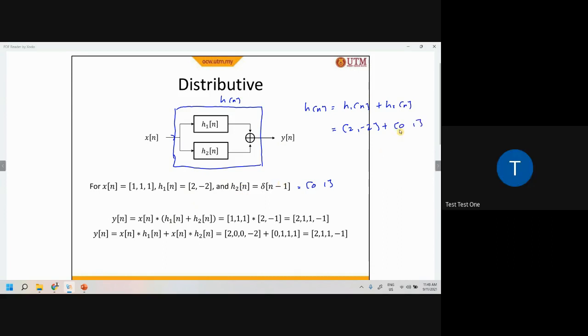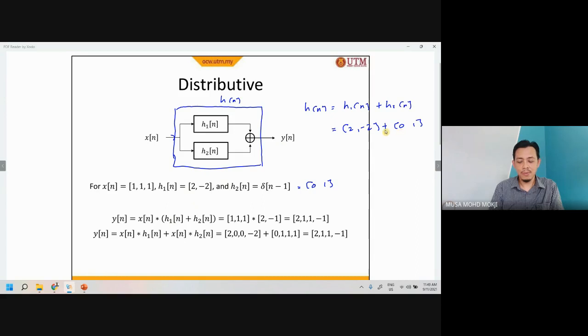Simple addition. Okay. So what is addition, multiplication, minus, divide? So we have seen that. So we need to do that on the same index. So 2 plus 0 is 2, minus 2 plus 1 is minus 1. Okay, so you get this one.